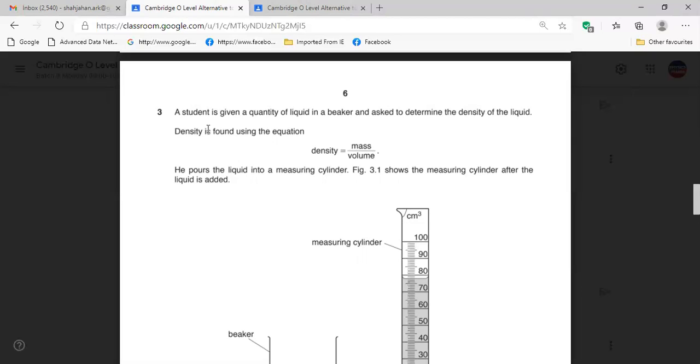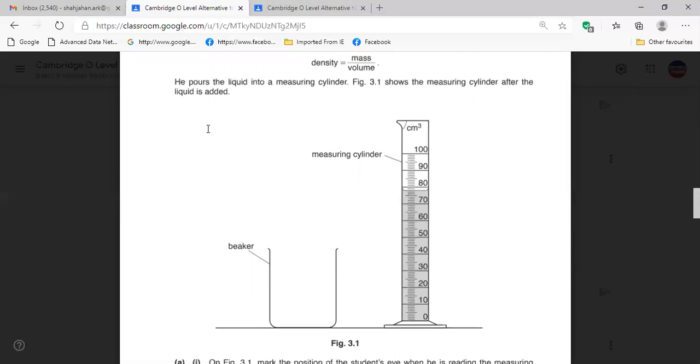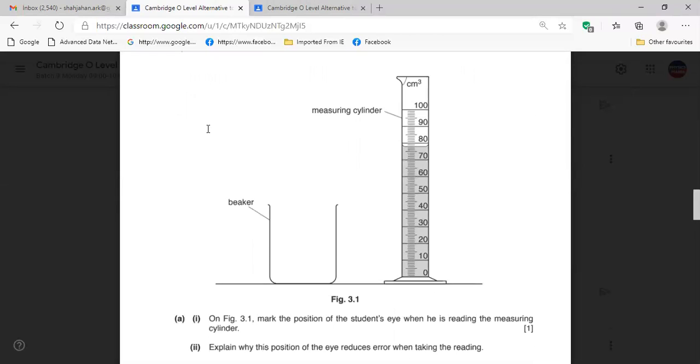A student is given a quantity of liquid in a beaker and asked to determine the density of the liquid. Density is found using the equation density equals mass by volume. He pours the liquid into a measuring cylinder. Figure 3.1 shows the measuring cylinder after the liquid is added. On figure 3.1, mark the position of the student's eye when he is reading the measuring cylinder. So where should be the position of the eye?